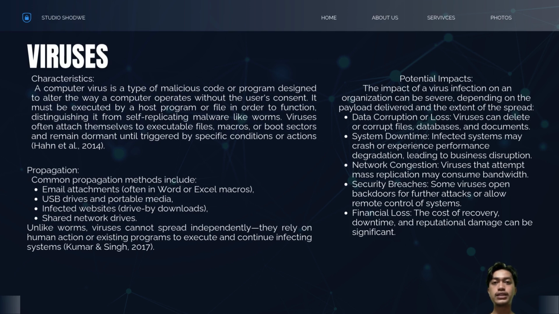In an organization, the impact of a virus can range from data corruption, system downtime, to network congestion and security breaches. In worst-case scenarios, they can serve as a gateway for more advanced attacks like ransomware. Therefore, understanding how viruses behave and spread is essential for implementing effective preventive and defensive strategies.